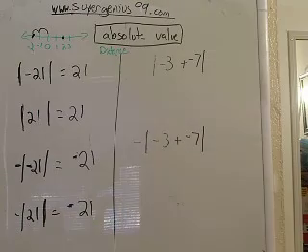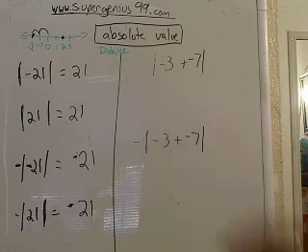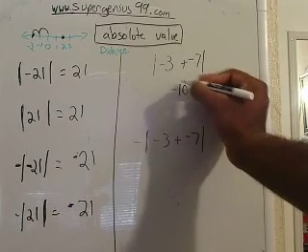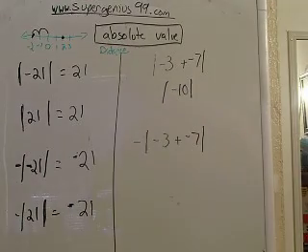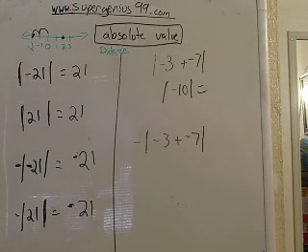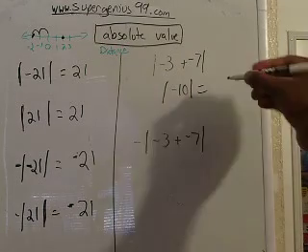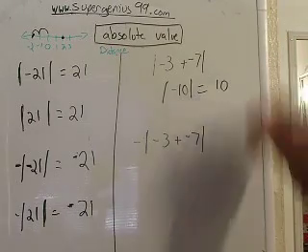Get the absolute value of negative 3 plus negative 7. Well, negative 3 plus negative 7 is negative 10. But then if I get the absolute value of negative 10, what's the absolute value of negative 10? That's how far is negative 10 from 0. What is the distance negative 10 is from 0? The distance negative 10 is from 0 is 10.